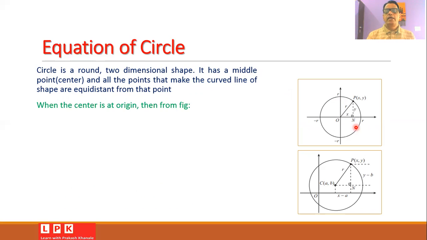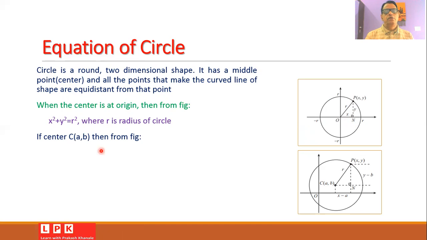Now we can consider a case where the circle has its center at the origin, that is, at the point where x and y axes intersect. Then in that case, one can easily observe that we can consider this triangle OPN, and OP is called the radius of the circle, R. This is x and this is y, and therefore we can write the equation x square plus y square is equal to r square, where r is the radius of the circle. So this is the equation of the circle.